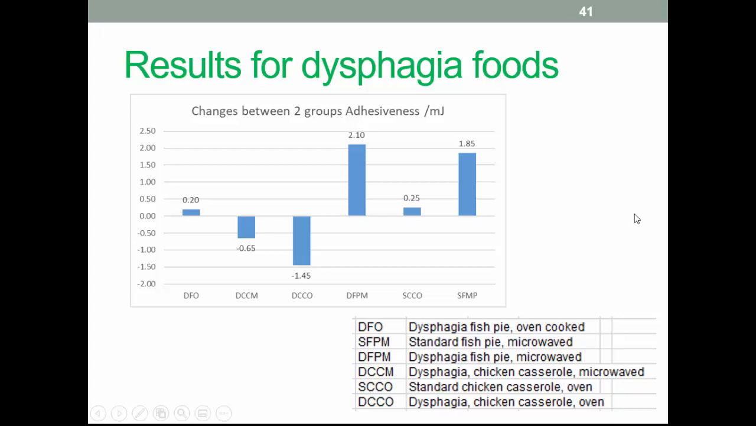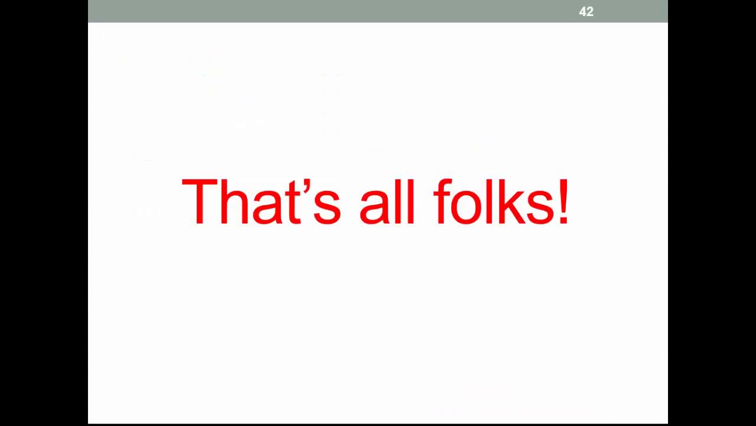Again, these are results for adhesiveness, and again there's a lot of variability, and these results suggest there is need for a lot more work in this area to understand what is happening, which we'll look at when we look at the lab method in the next video.